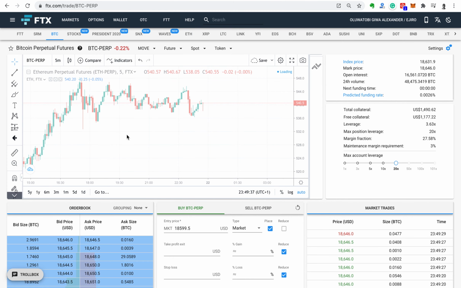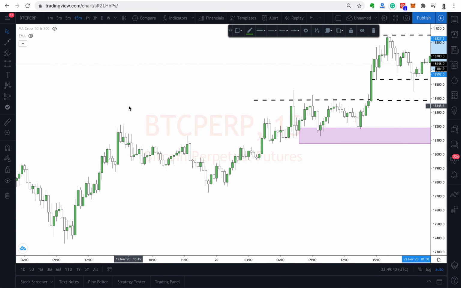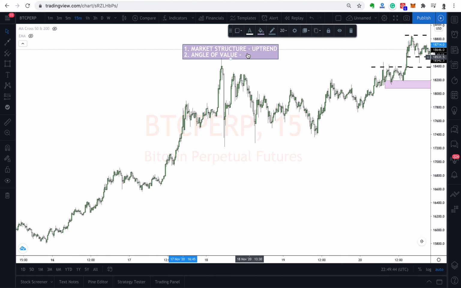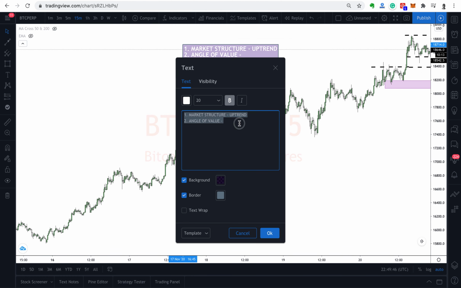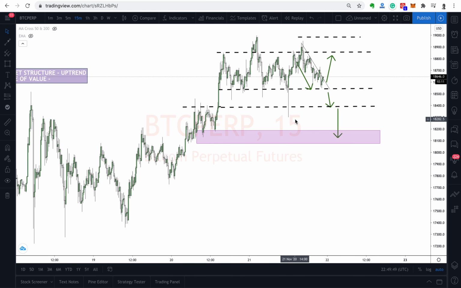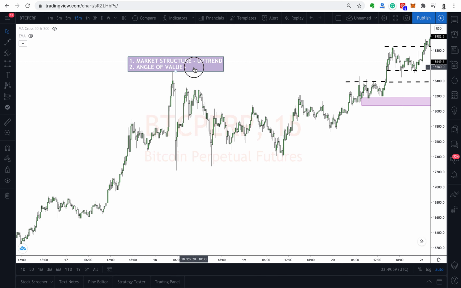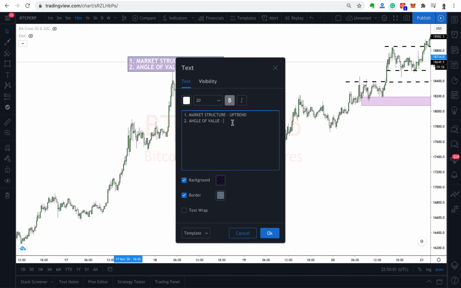Most importantly, before I end this video, I want you to know this formula. So our angle of value is around what? We're looking at an angle of value around 18,543, placing a long at 18,543 and exiting at 18,840. So angle of value is 18,540.